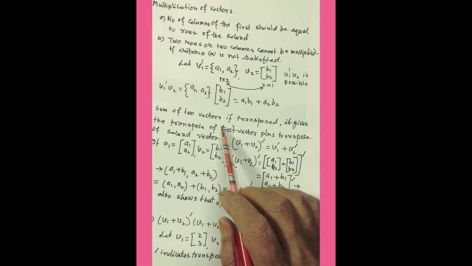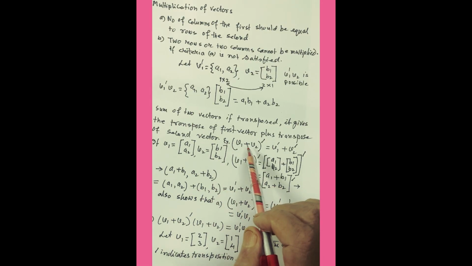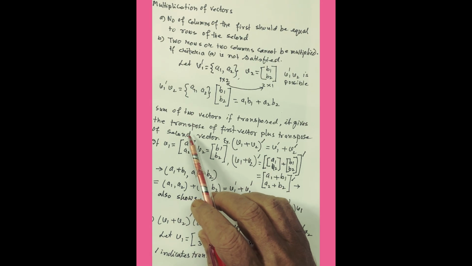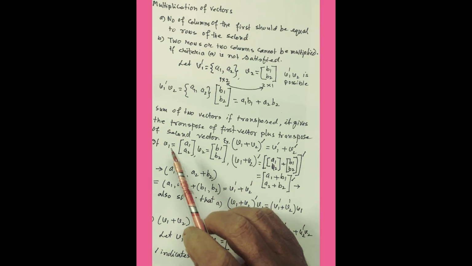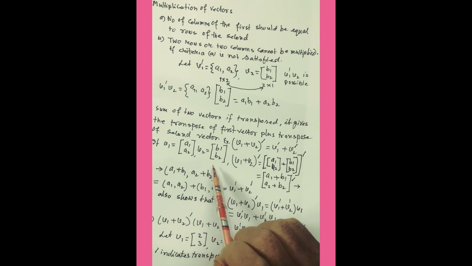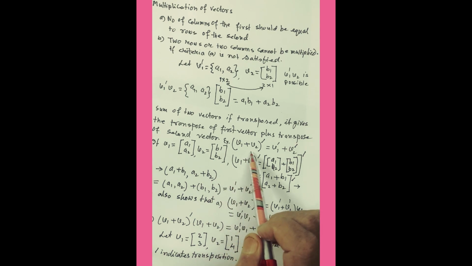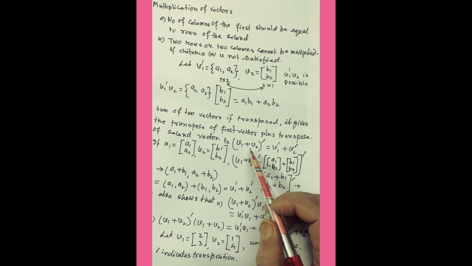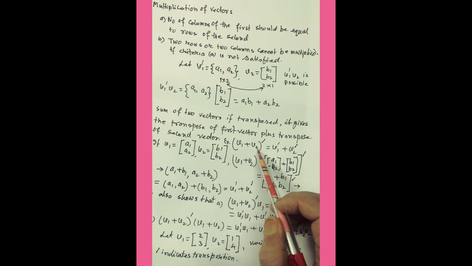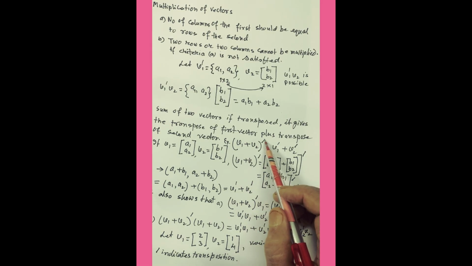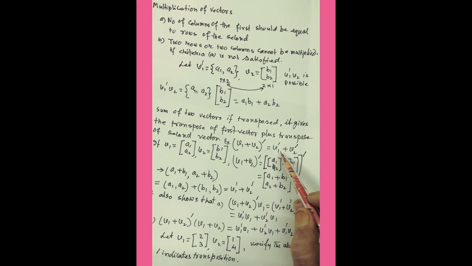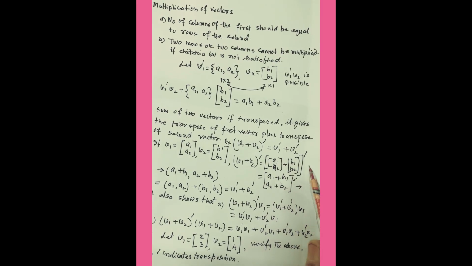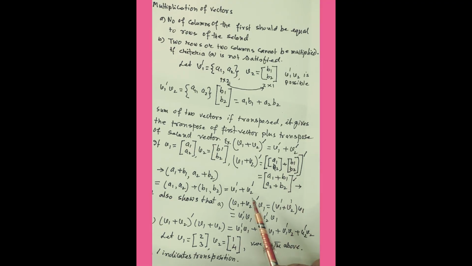The sum of two vectors, if transposed, gives the transposition of the first vector plus the transposition of the second vector. Now, if we sum up the two vectors P1 plus P2, and transpose it, the result will be the transposition of the first vector plus the transposition of the second vector.